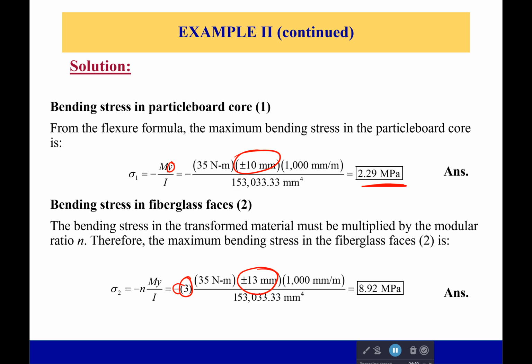If you're wondering where the negative sign goes, we just don't care because I'm only asking you for the maximums. So I could have done negative times a negative. I'm just choosing one at random. If I'd asked for the maximum tensile, I wouldn't have to worry about that.